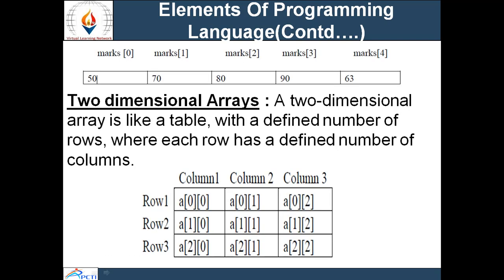Two-dimensional array. A two-dimensional array is like a table with a defined number of rows, where each row has a defined number of columns. In some instances, we need to have such an array of arrays. It will have two dimensions and data is represented in the form of rows and columns. The representation is given below.